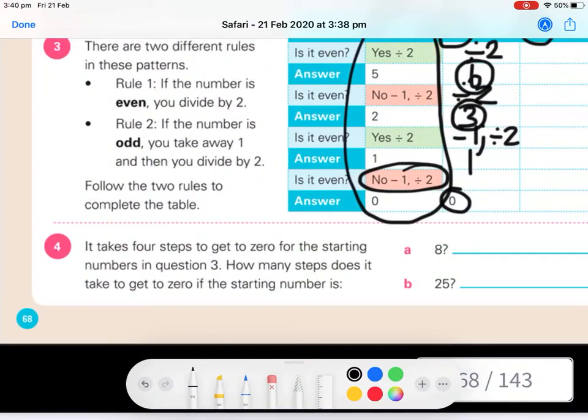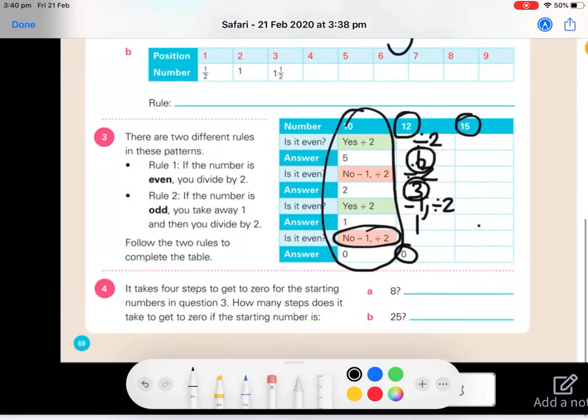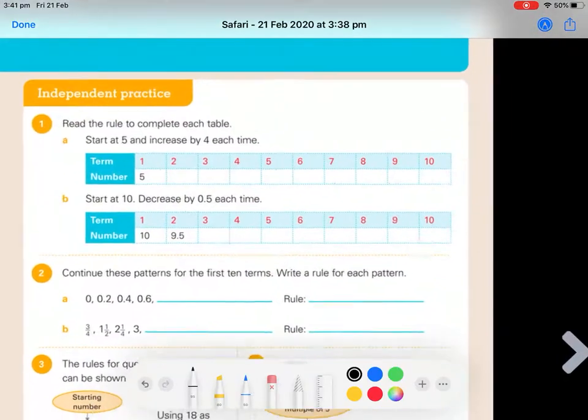It takes 4 steps to get to 0 for the starting numbers in question 3. How many steps does it take to get to 0 if the starting number is 8 or 25? So you're going to have to do that whole process with 8 and 25. And then it'll be a certain amount of steps. So it might take 10 steps or it might take 12 steps or something like that. All right, they're not the answers obviously, so don't worry about that.